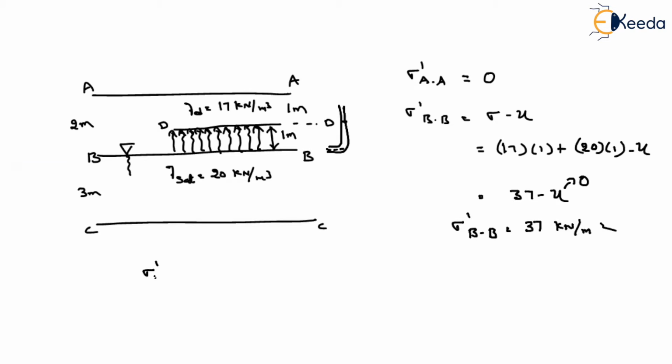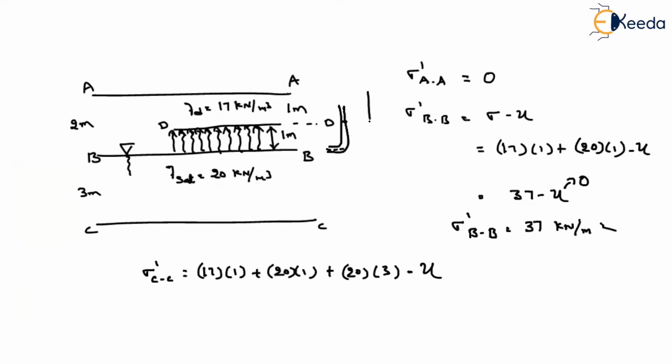Then what about the effective stress along the layer CC? Again, if I keep my hand here, how much stress will I feel because of all these layers? Because of this dry condition, what is the total stress? 17 into 1, because of this capillary layer, plus 20 into 1, because of this BB to CC, plus 20 into 3. So this is nothing but your total stress minus pore water pressure.